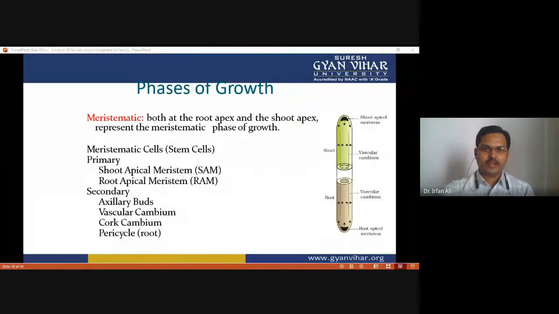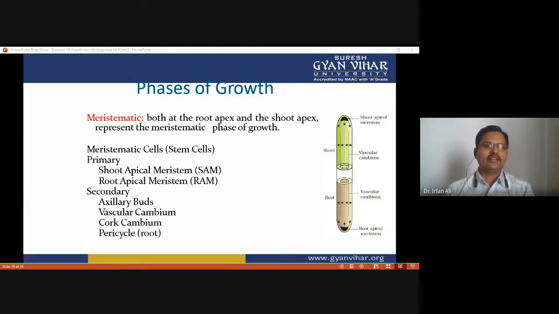Now, we have to discuss the different phases of growth. So, first of all, meristem. Meristem is the tissue which has the capability to divide. These meristematic tissues are present both at the root apex, as seen in this figure, and the shoot apex, and represent the meristematic phase of growth. Some cells at the tip of the shoot and some cells at the tip of the root are types of meristematic tissue.